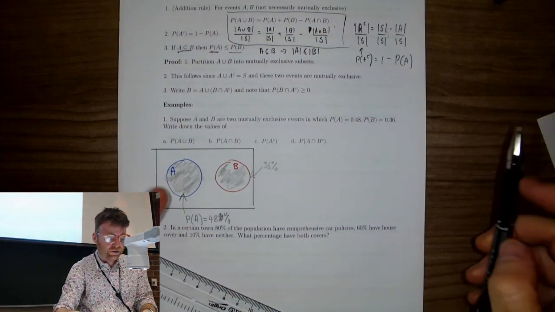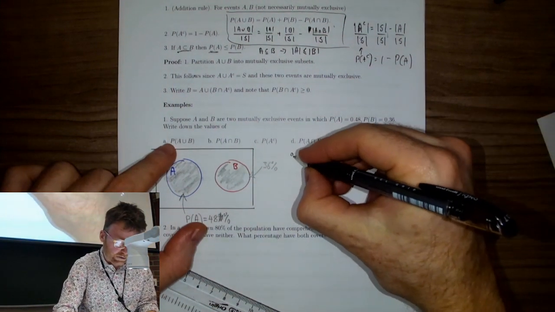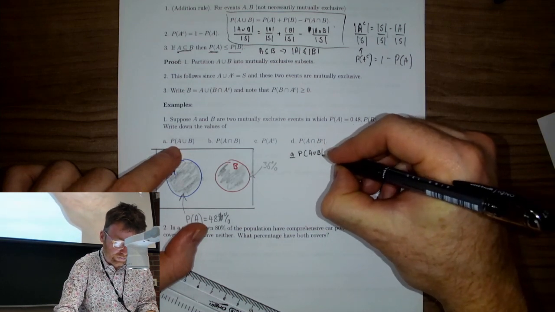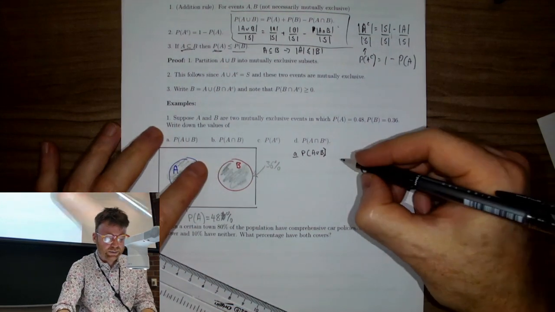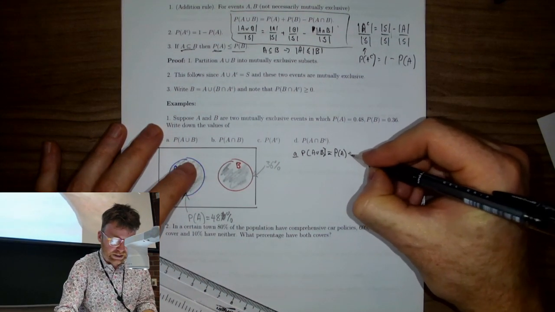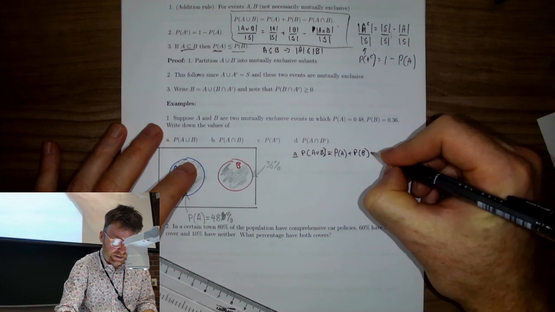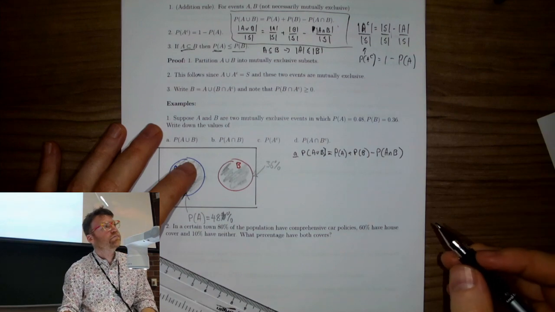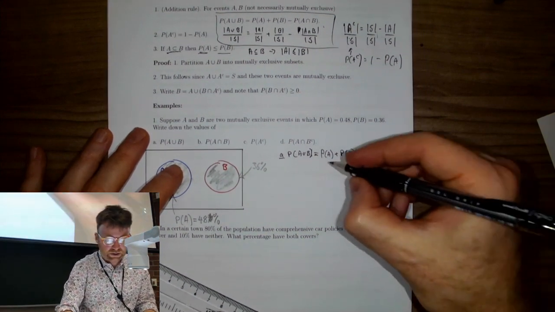And the question asks you to do a few of these things. So A, the probability of A union B. Well, the probability of A union B is always the probability of A plus the probability of B minus the probability of A intersect B, just by the inclusion-exclusion principle.